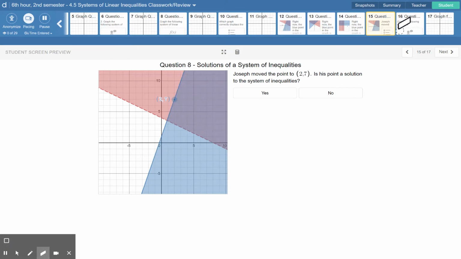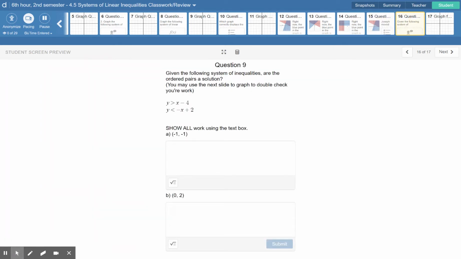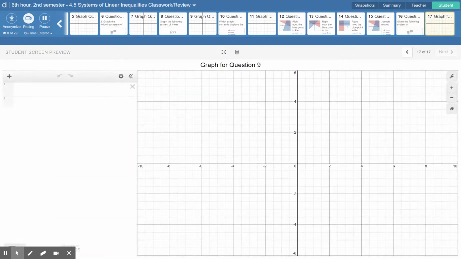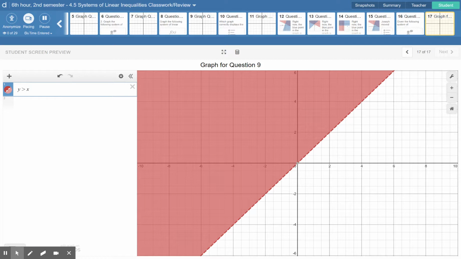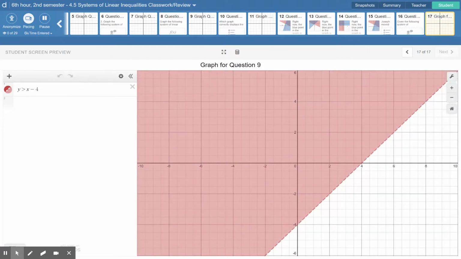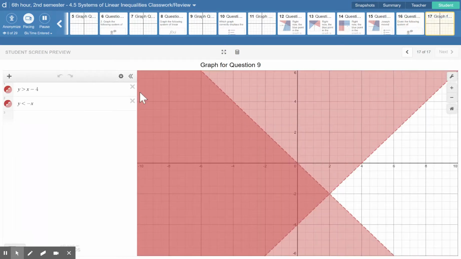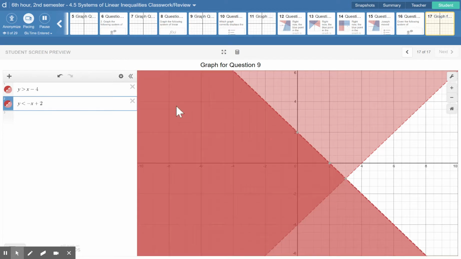All right, last question, slide 16. It says, given the following system of inequalities, are your ordered pairs a solution? So we're going to check. So y is greater than x minus 4, and y is less than negative x plus 2. So we have a very large region. We have a double shaded area.